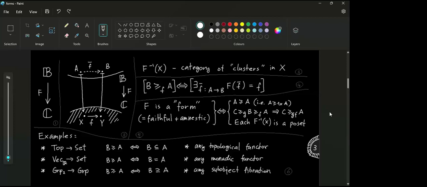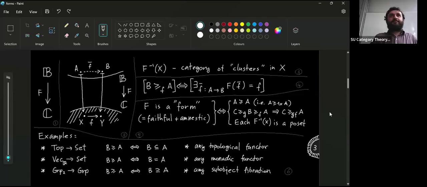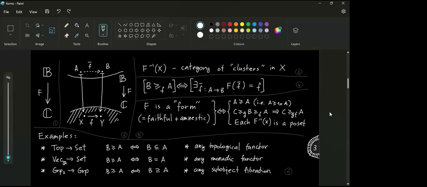Yes, you're very right. And if you take any other A prime in the same fiber as F inverse X and B prime in F inverse Y, if B is greater than A by F, then B prime is also greater than A prime by F. That's also true. So it's actually comparing the fibers also. So the full sets are being compared.